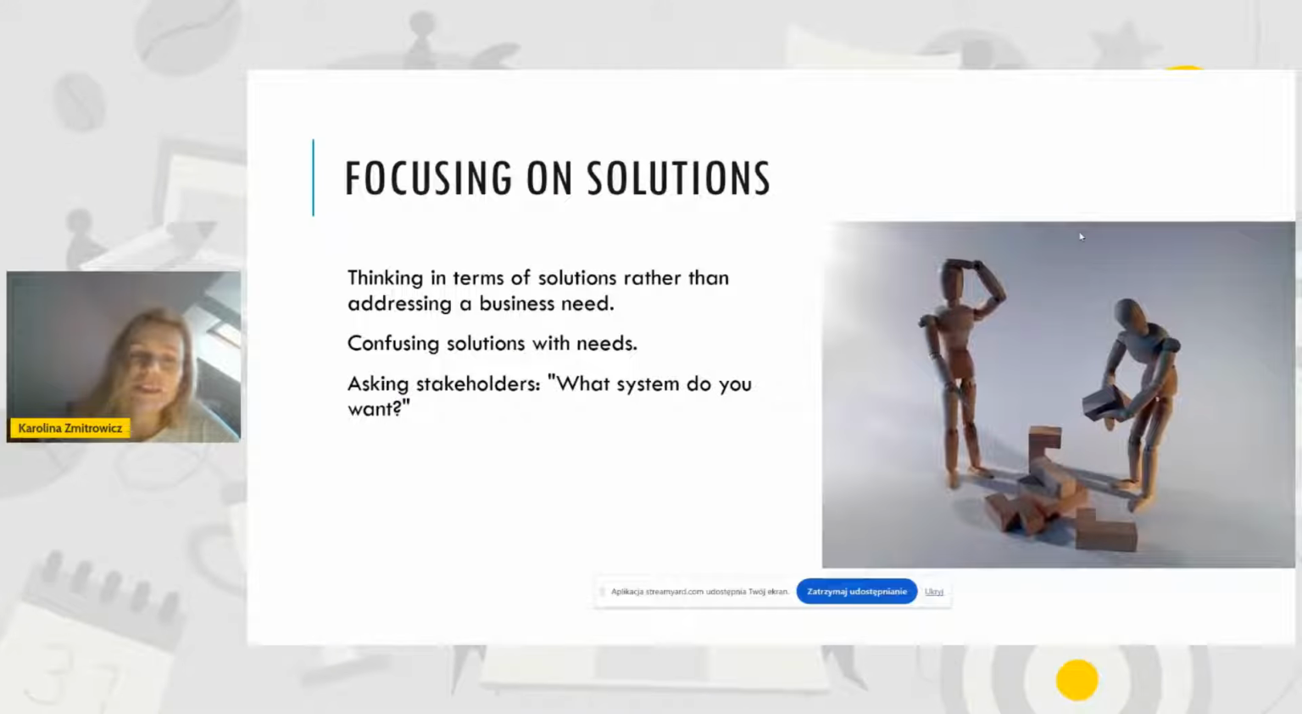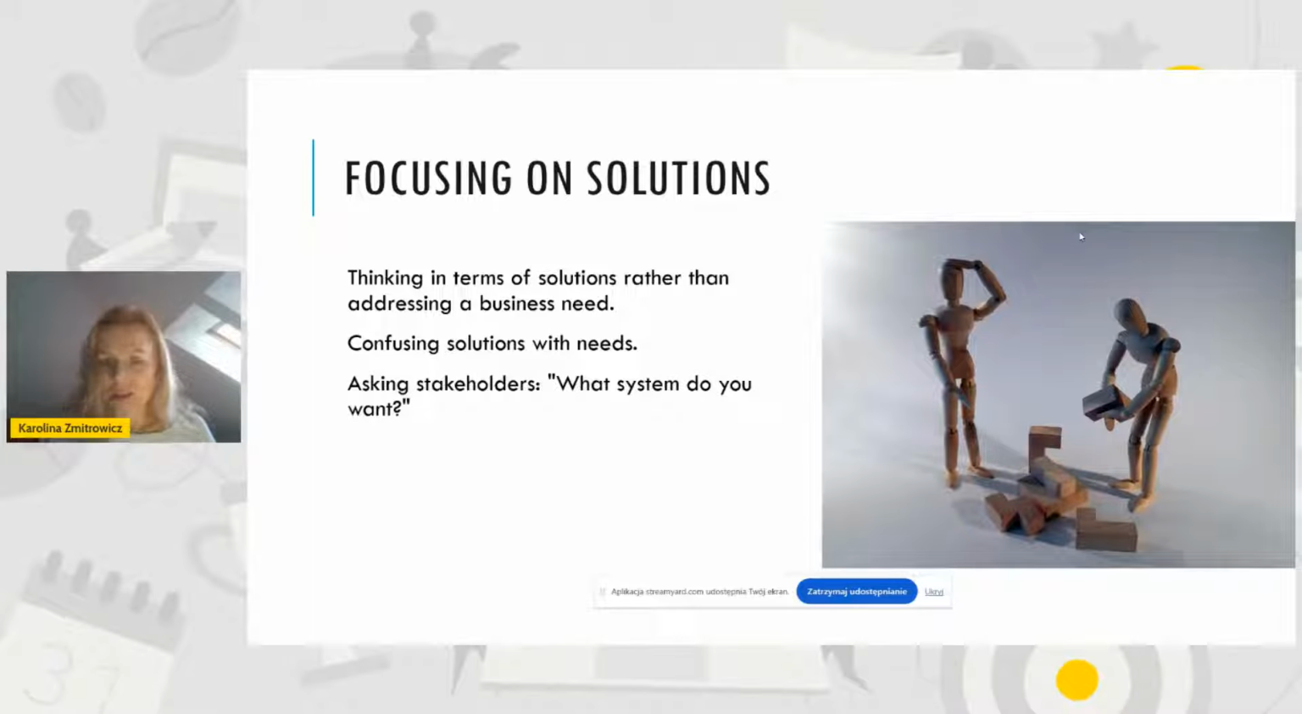is about focusing on solutions, and that's actually a really big pain. That is something that I am observing very often, that we are thinking in terms of solutions, in terms of systems, some tools basically, and we are not trying to understand and address the business need. We are confusing solutions with needs, the same way as we are confusing requirements with solution. For example, if you are asking your stakeholder, hey, dear stakeholder, what system do you want? What feature do you want? What should be placed on a given mock-up? You are confusing solutions with needs.